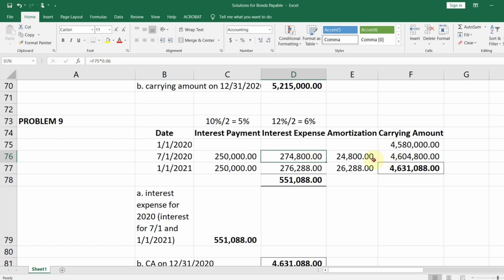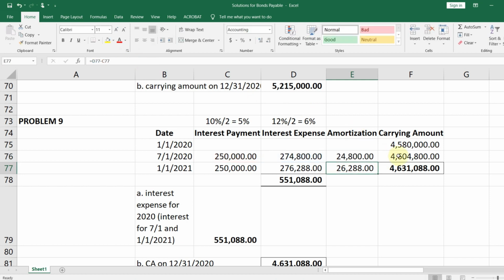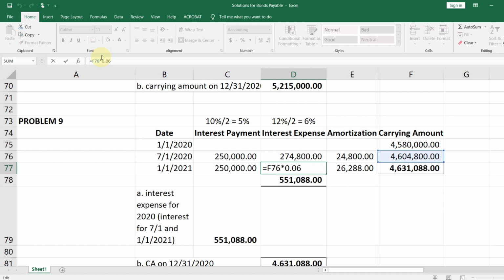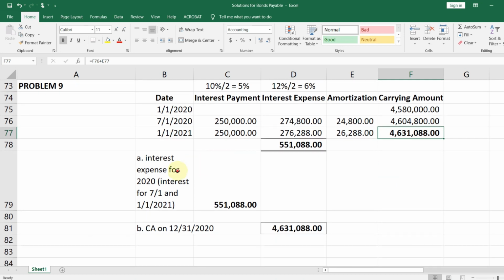Okay? So, tuloy natin, amortization, minus mo lang interest payment, less interest expense, you'll get 24,800. Then, because this is a discount, so going 5 million face amount ka, so you have to add the amortization. For 4,580,000 plus 24,800, you'll get 4,604,800, and then repeat, interest expense, carrying amount times 6%. 4,604,800 times 6%, you'll get 276,288. Amortization, interest payment, less interest expense. Okay. You get 26,288. Then you just add 4,604,800 plus amortization of 26,288. You'll get 4,631,088.